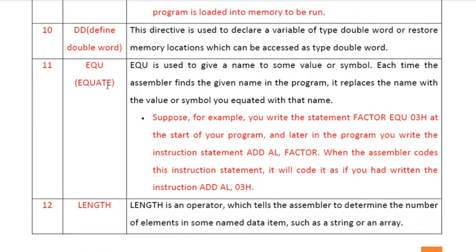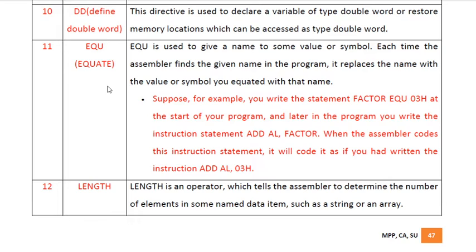Now, moving ahead, we will discuss the purpose of the assembly directive equate. Equate is represented with the help of EQU. So, EQU is used in order to give a name to some value or symbol. Again, I'll repeat it. Equate is used in order to assign a name to some value or symbol. So, each time the assembler finds this particular name in the program, it replaces the name with the value or the symbol you had equated the name with.